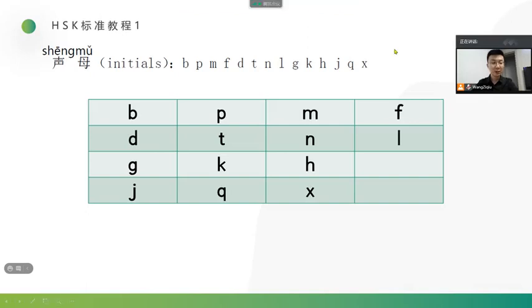Okay, just now we learned the pinyin part. Now let's learn the initials. Today we will learn these basic initials. Now please listen to me. If you can, try to read after me.